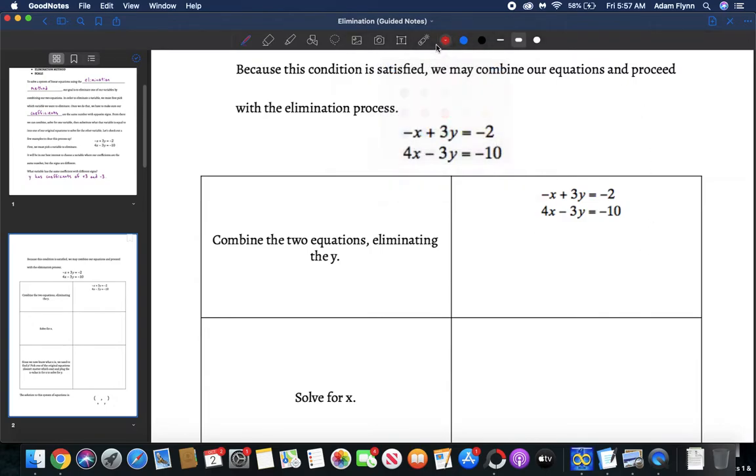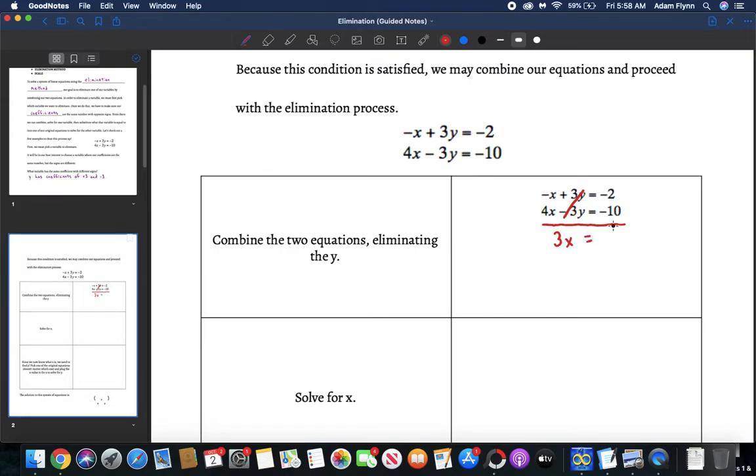So I will change my color here. So taking a look at my first step, I still have the same example problem. I'm going to combine the two equations, eliminating the y. So what I like to do is I like to put a line underneath. Now I'm going to combine my top equation with my bottom equation. So taking a look at my x's, I've got negative 1x and a positive 4x down bottom. So this will be negative 1x plus 4x, which will leave me with 3x. 3y minus 3y cancels, or it eliminates. That's why we call it the elimination method. That is a desired result right there.